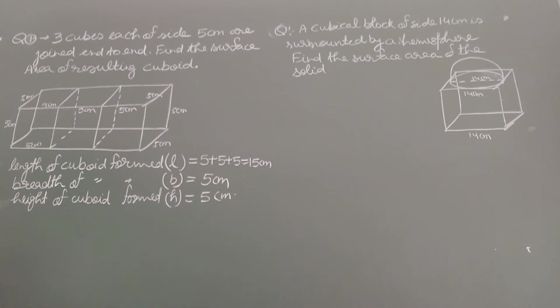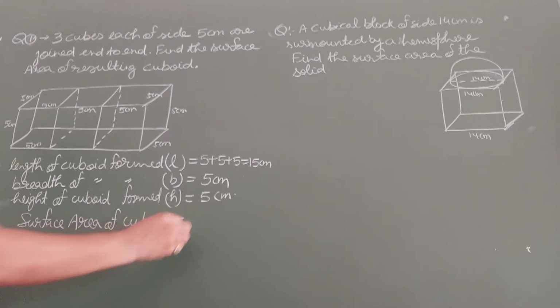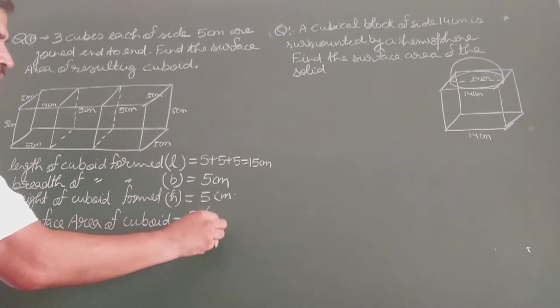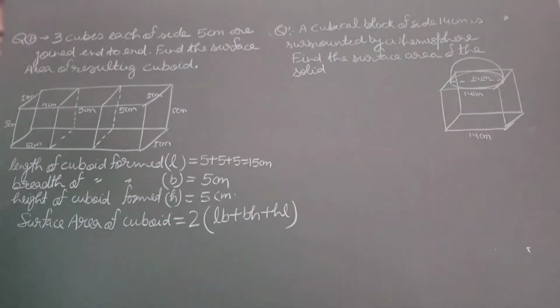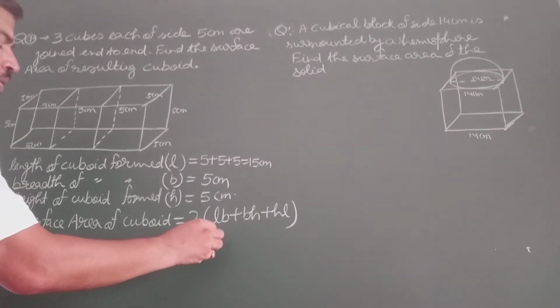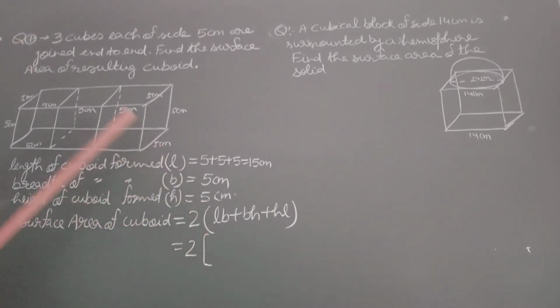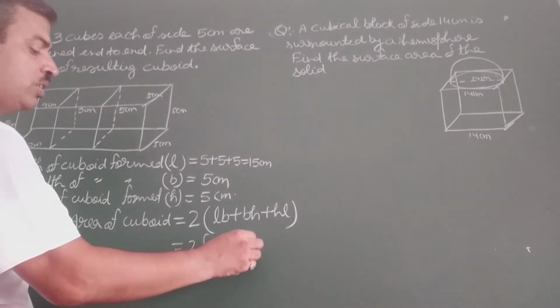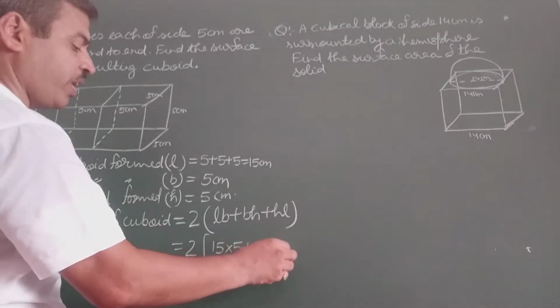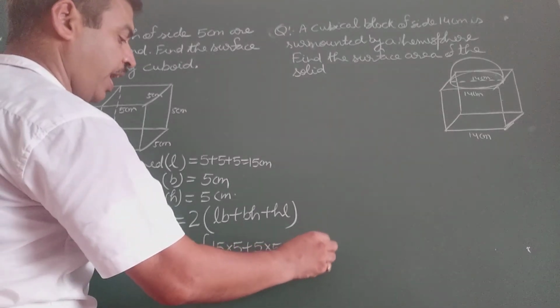Now we have to calculate the surface area. So you know the surface area of a cuboid equals 2 times LB plus BH plus HL. 2, L is 15 centimeter, breadth 5, breadth 5, height 5, L 15.